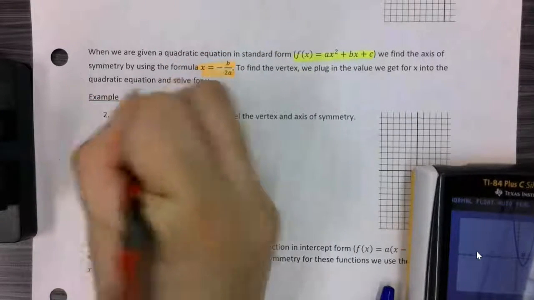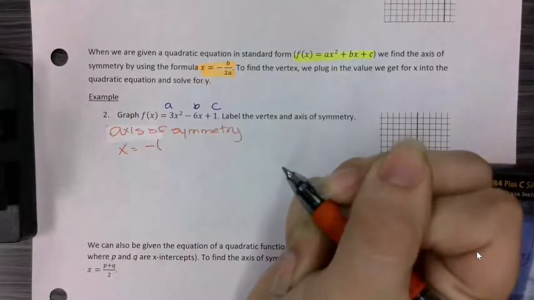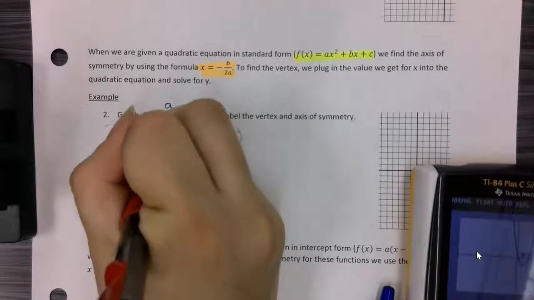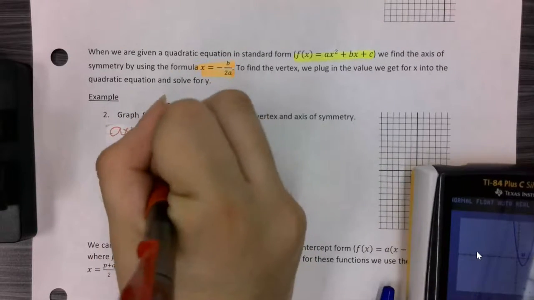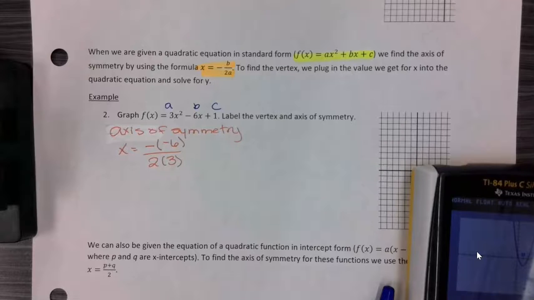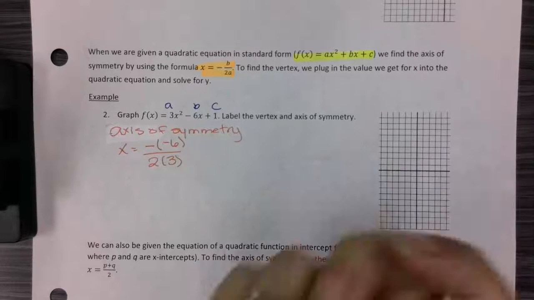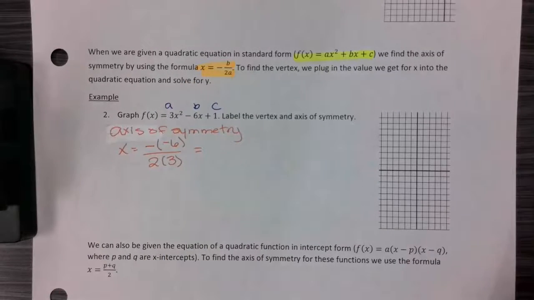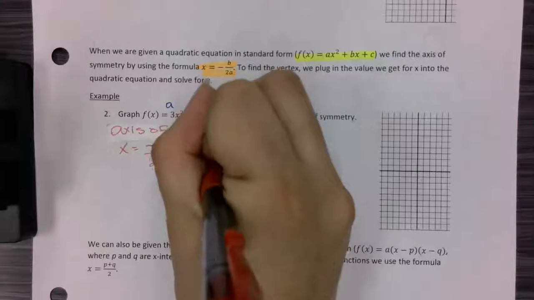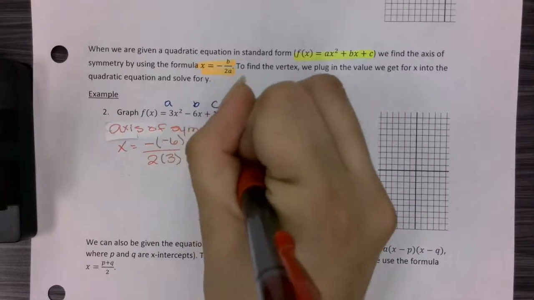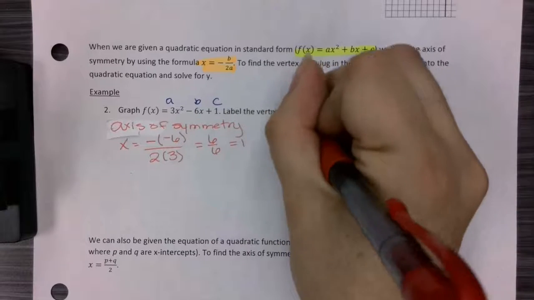So then I get x equals negative, and my b value was also negative, so I have a double negative, over 2 times my a value, which was 3. So then I want to solve for x. Negative negative 6 gives me 6, 2 times 3 gives me 6, divided by 6 gives me 1. So my axis of symmetry is x equals 1.